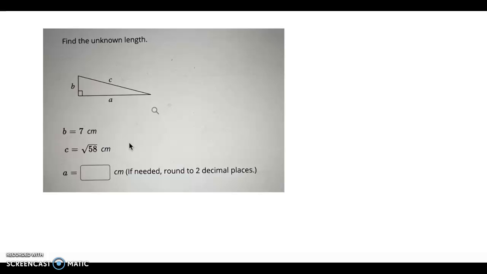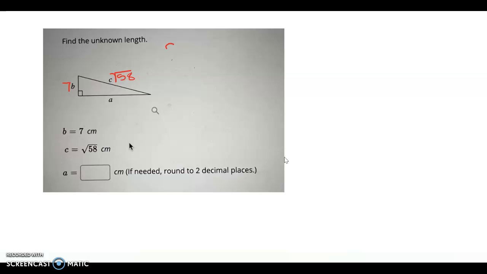All right, we have this right triangle and we need to find the unknown length. So if we wanted, we could even label this and say, okay, we've got 7 here. We've got square root of 58 here for side C. We don't know side A. So how do we do this? How do we set up an equation?